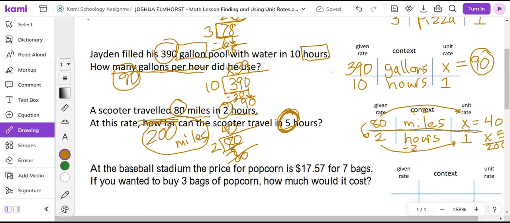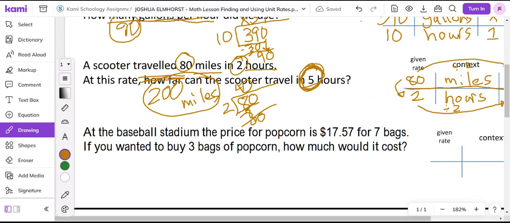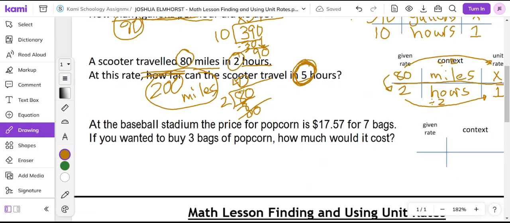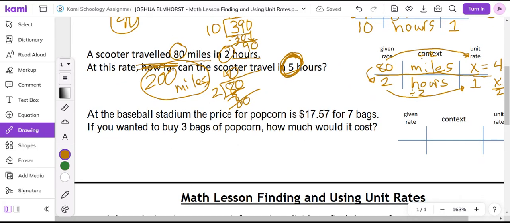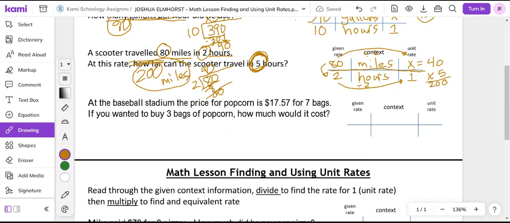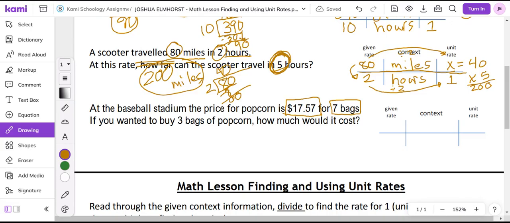The first examples, those are pretty straightforward. So notice within the lesson, they're going to be getting a little bit more tricky, but we're still going to follow the same process. We're going to divide to find the unit rate, and then we're going to multiply to use the rate. So let's get into the process of first finding the context and setting up the proportion. What two things are being compared? Cost and bags. So we're going to fill out cost and bags.